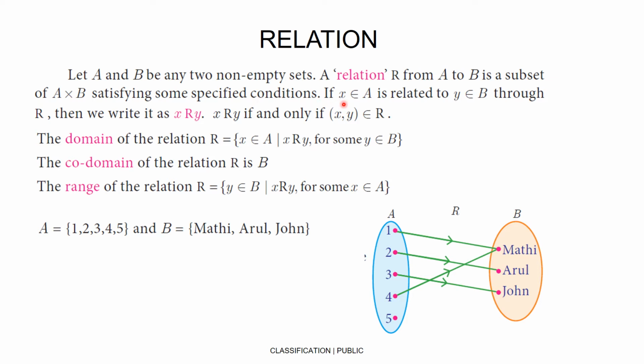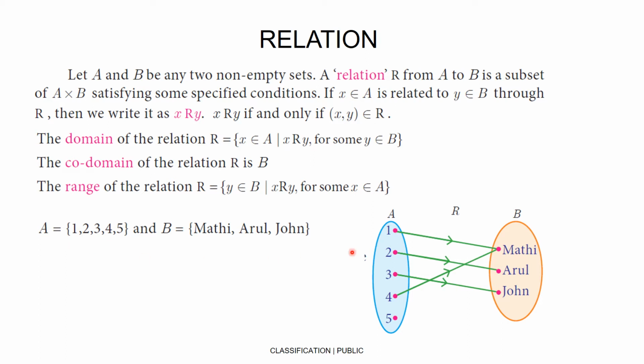If X belongs to A is related to Y belongs to B through R, then we write it as X related to Y. X related to Y means what is the condition? If and only if the ordered pair X comma Y belongs to R. We see one example.